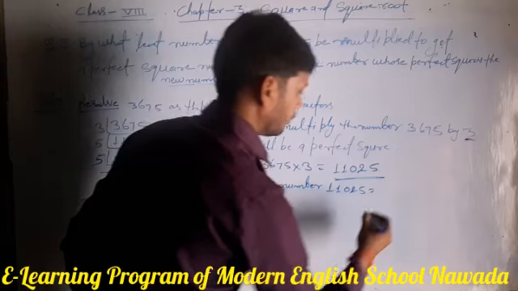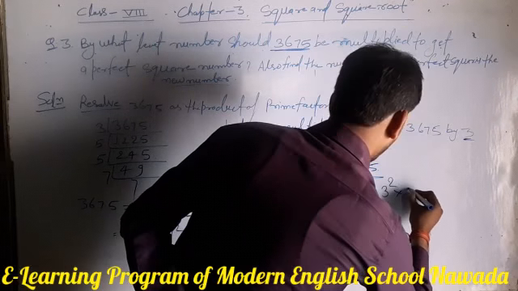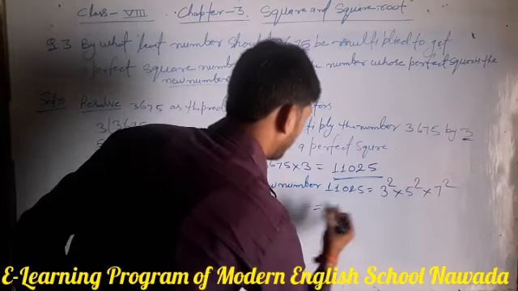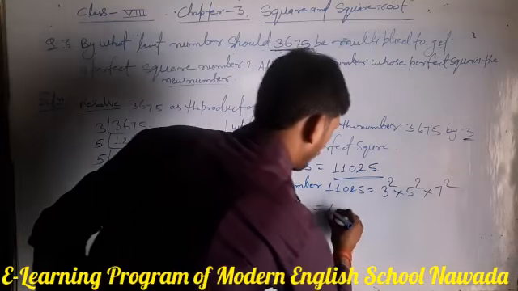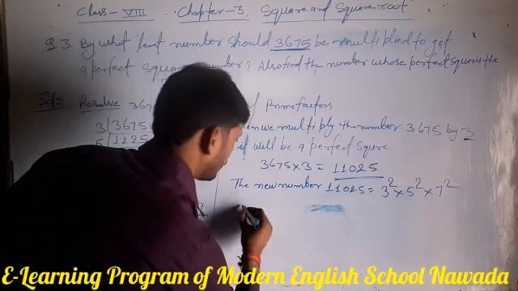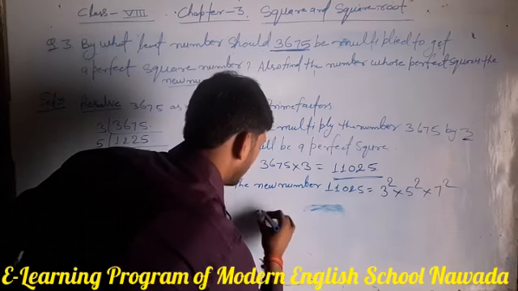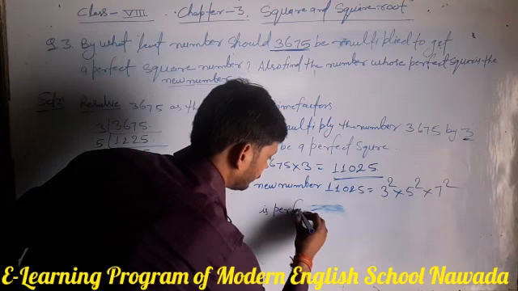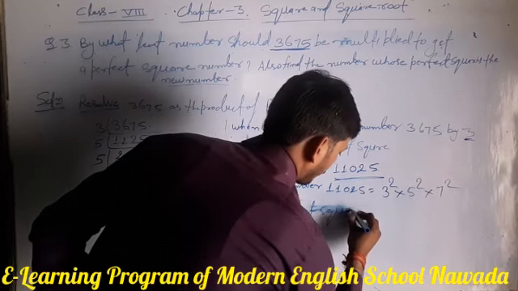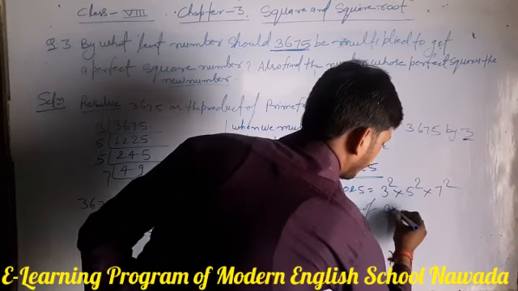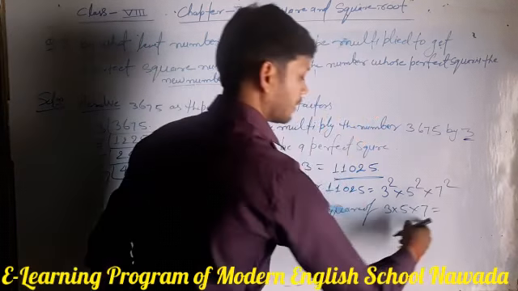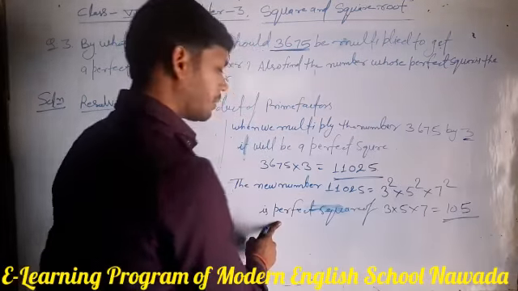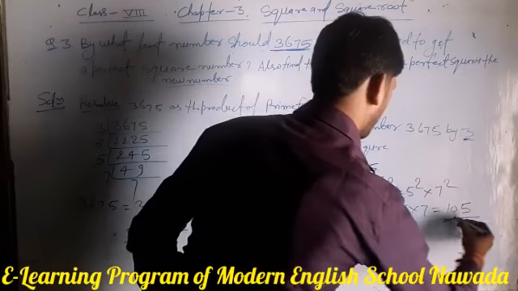11025 is equal to 3 square into 5 square into 7 square. So the new number is the perfect square of 3 into 5 into 7. That means 105. So it is a perfect square of this number.